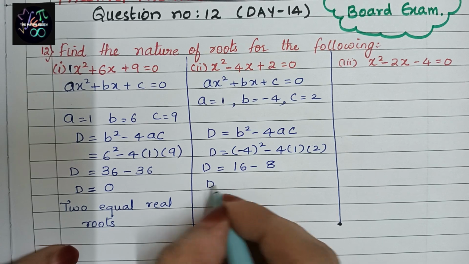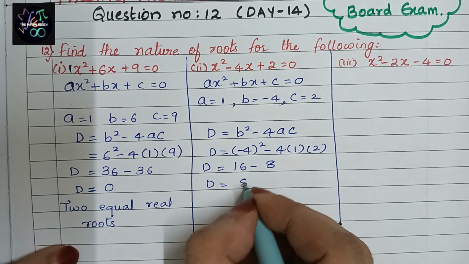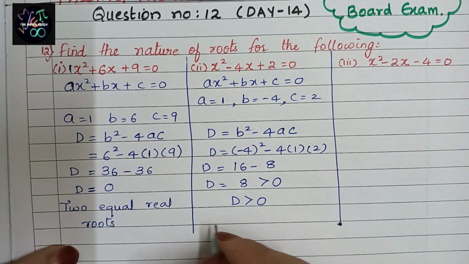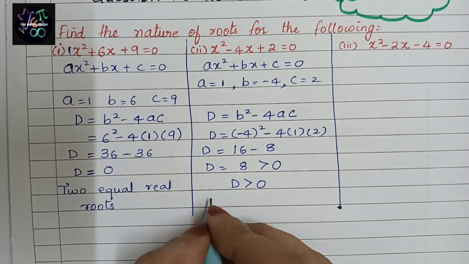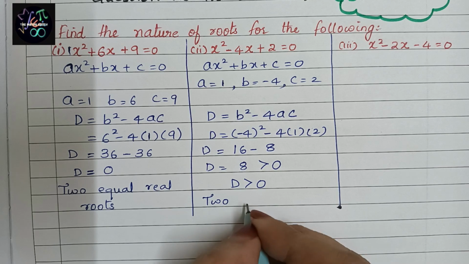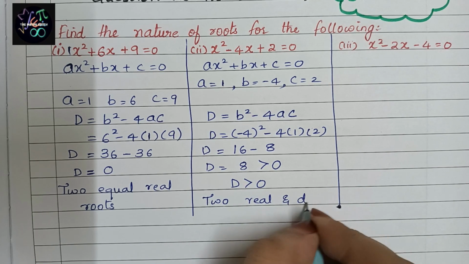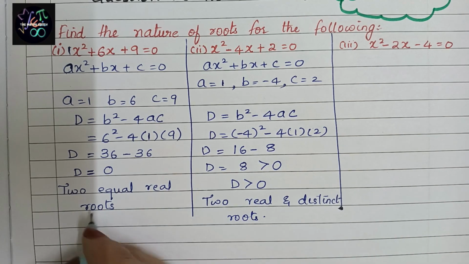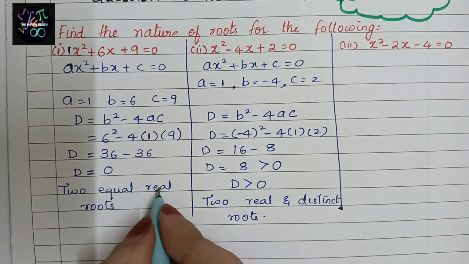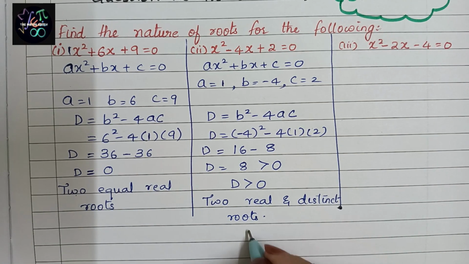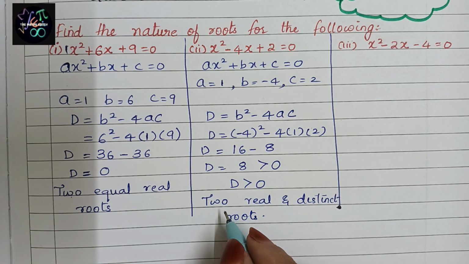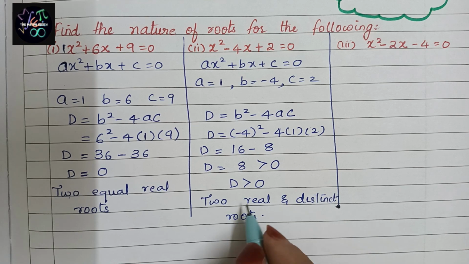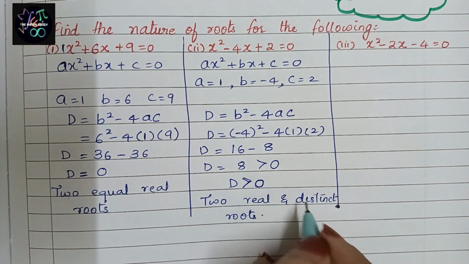So 16 minus 8 is 8, and 8 is greater than 0. That means D greater than 0. We can write two real and distinct roots, or we can write only real and distinct roots. Here for D equal to 0, two equal roots, or we can write only equal real roots. Here real and distinct roots. I am writing two because it is a quadratic equation. We can also write equal real roots and real distinct roots, because greater than 0 means real and distinct roots.